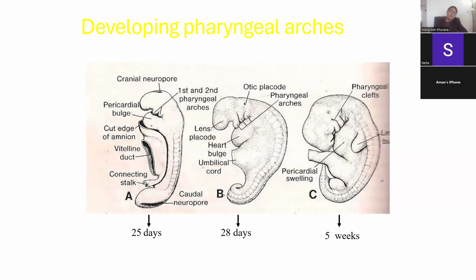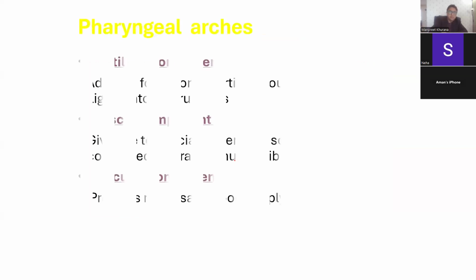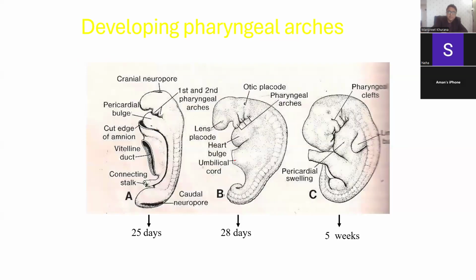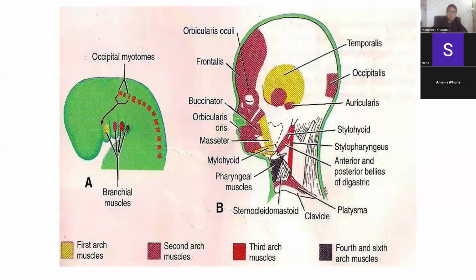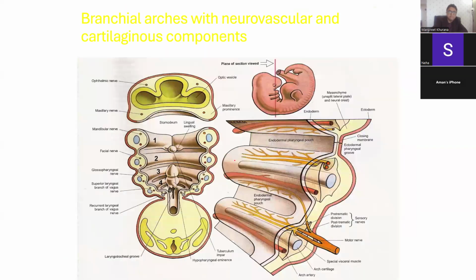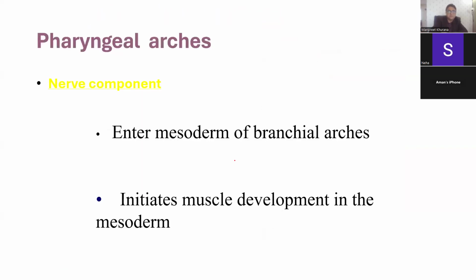I have a beautiful video of the developing embryo. If you would like to see, I can play that video. In that video, you will see how all these structures are formed, how the folding is occurring, how the embryo is developing. But before that, let's see what structures are derived from the arches, and then we'll read the pouches and clefts.